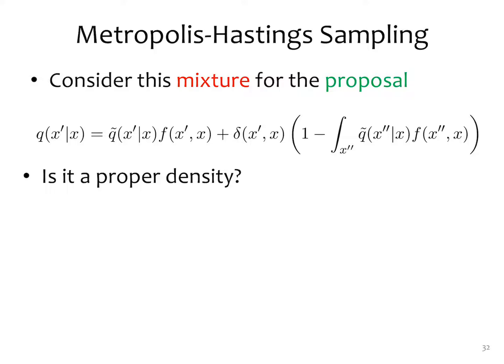So remember what we were after. We were after a random walk whose stationary distribution converges to Px. So we have to design F and Q's so that at the end, the stationary point of this random walk is Px.